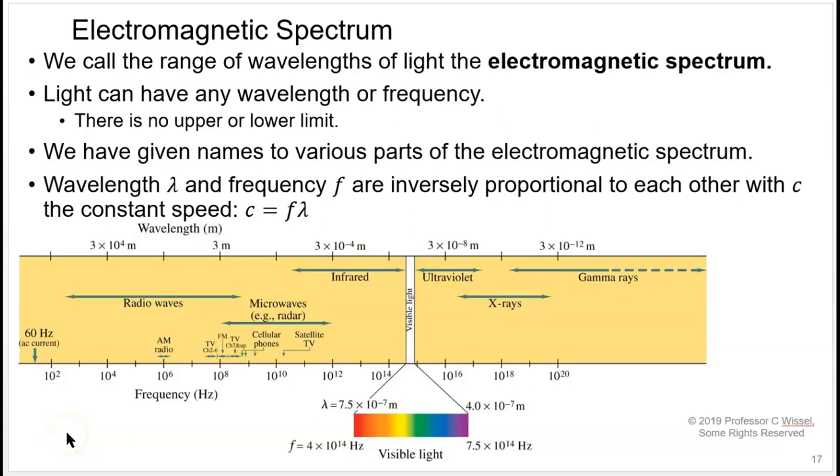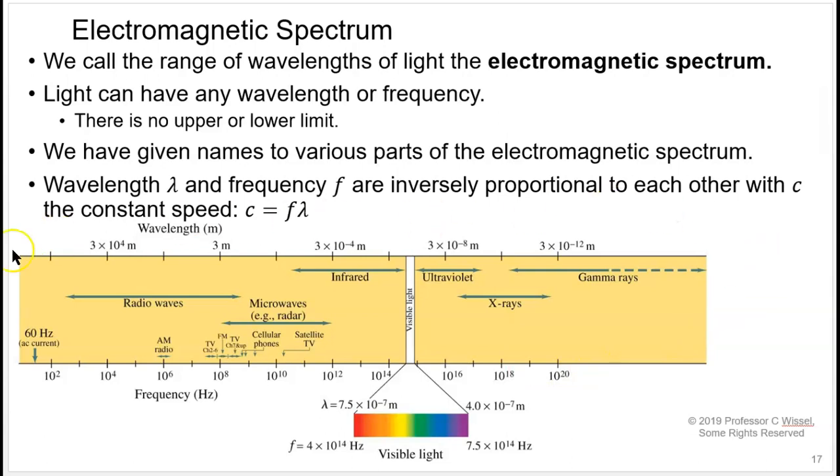This brings us to the topic of the electromagnetic spectrum. Recall the range of wavelengths of light, the electromagnetic spectrum. Light can have any wavelength or frequency. There is no upper or lower limit. Now, we have given names to various parts of the electromagnetic spectrum, mainly for convenience. The wavelength lambda and the frequency f are inversely proportional to each other, with c the constant speed. In other words, c equals f lambda. As frequency goes up, wavelength goes down and vice versa.